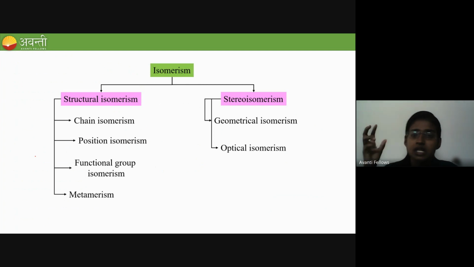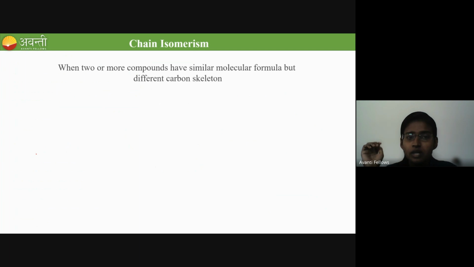So what is meant by structural isomerism first of all? The compounds which have the same molecular formula but different structures are called structural isomers. Now coming to chain isomerism, when two or more compounds have the same molecular formula but different carbon skeletons, then we call those compounds chain isomers. Okay, so different carbon skeleton.